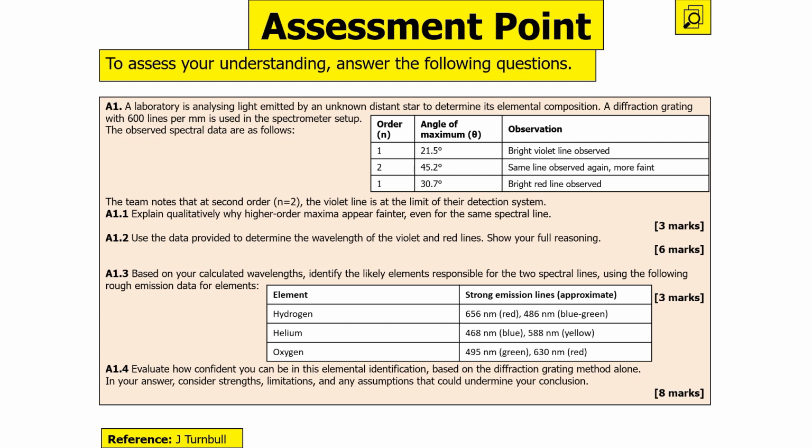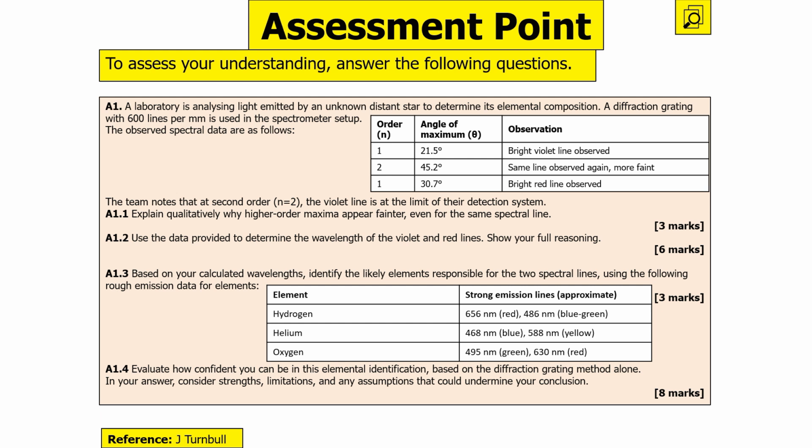Now, a laboratory is analysing light emitted by an unknown distant star to determine its elemental composition. A diffraction grating of 600 lines per millimeter is used in the spectrometer setup. The observed spectral data are as follows. The team notes that the second order, n equals 2, violet line is at the limit of the detection system. Explain qualitatively why higher order maxima appear fainter even for the same spectral line.